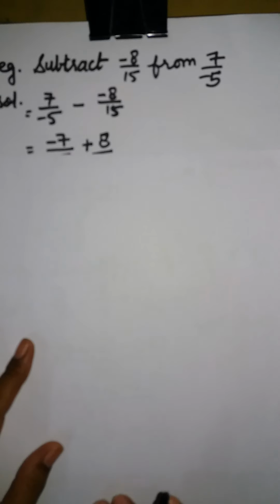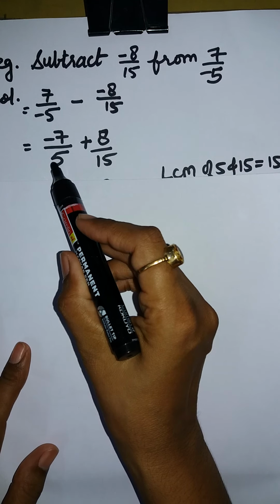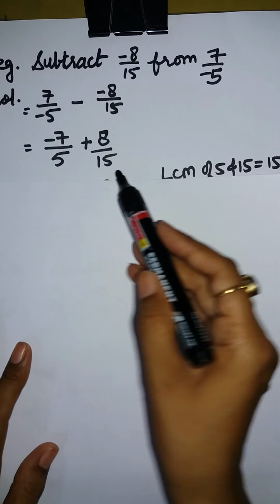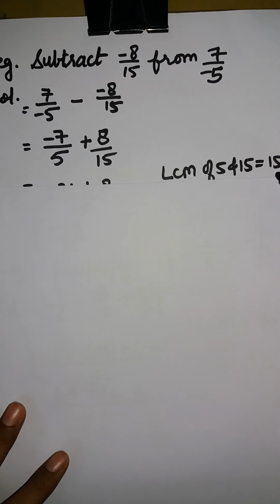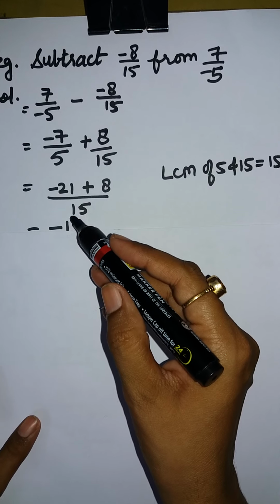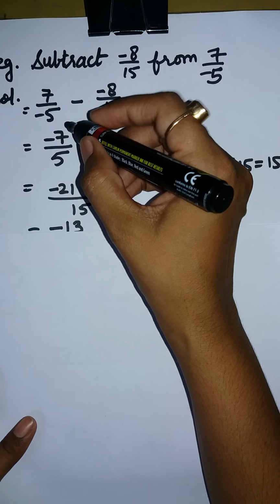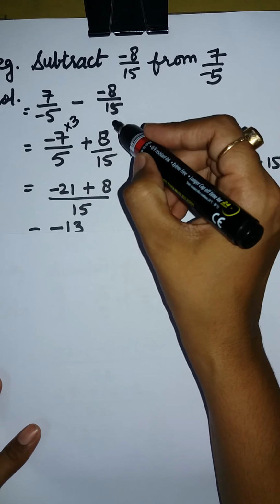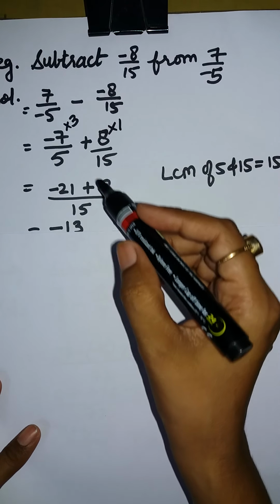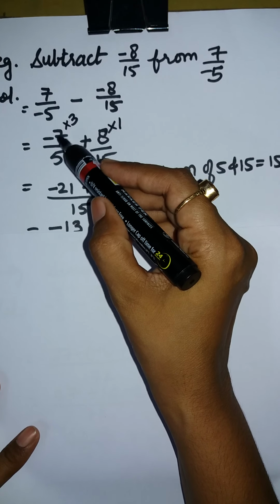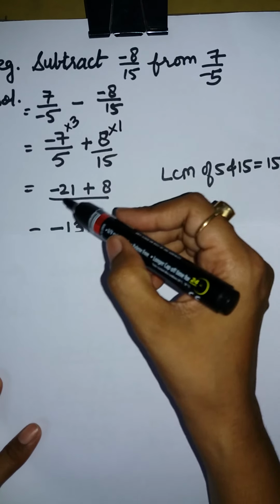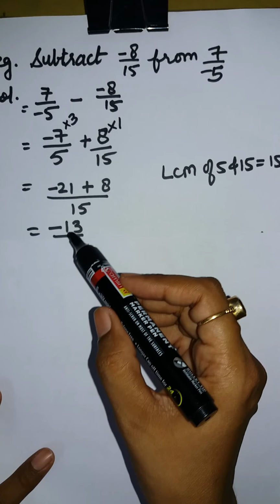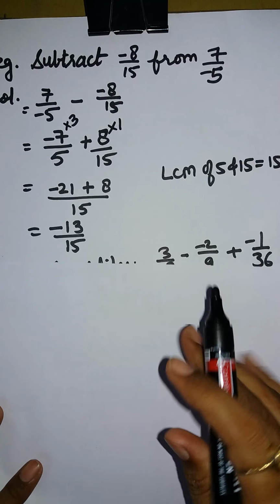Now we have here, after shifting this minus sign from the denominator to the numerator, we are left with 5 and 15. We take the LCM of both of them. LCM is 15. We write it down like this. 5 will be multiplied by 3 and give us 15, and 15 multiplied by 1 will give us 15. So we multiply the remaining numbers, like 7 3 times is 21, minus 21 is the answer here, and then 8 1 times 8. After solving this, we are left with minus 13 by 15. So this is the result.